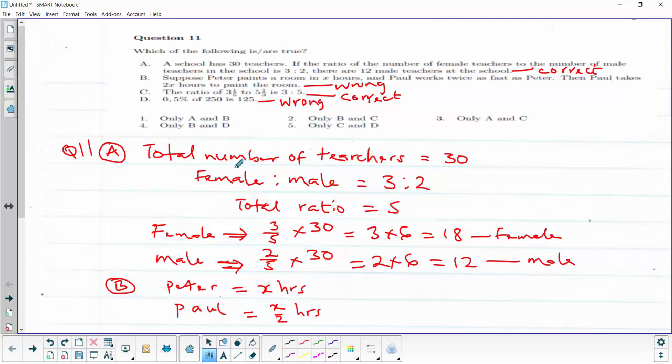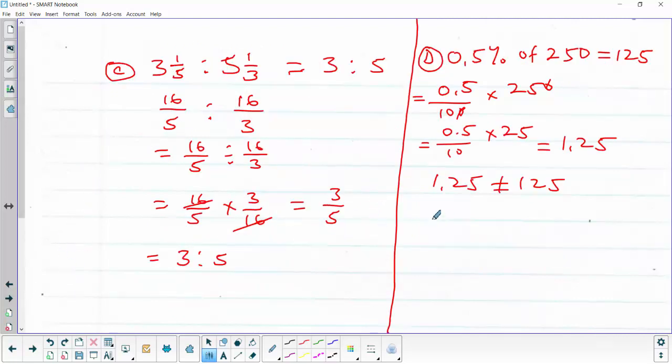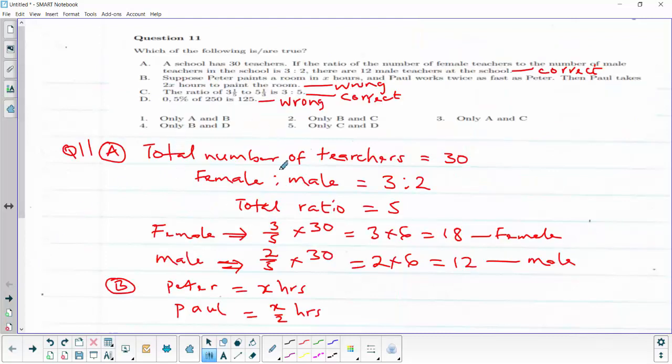Now we only have A and C as correct statements. So therefore, only A and C are correct. So let us go and indicate it. So where is the A and C? A and C. So this is the answer for question 11.